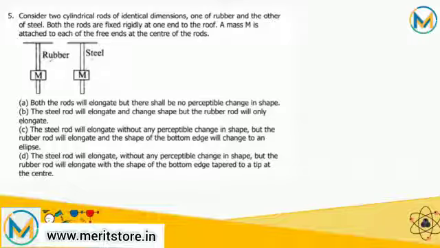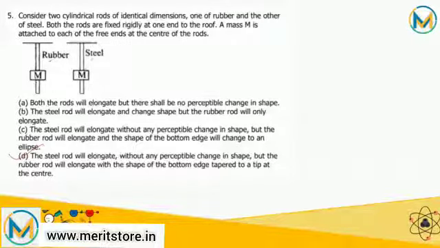If both the rods are elongated, due to the different elastic properties of the materials, the steel rod will elongate without any perceptible change in shape, but the rubber rod will elongate with the shape of the bottom edge tapered to a tip at the center. So the correct answer for this question is option D, that is the steel rod will elongate without any perceptible change in shape, but the rubber rod will elongate with the shape of the bottom edge tapered to a tip at the center.